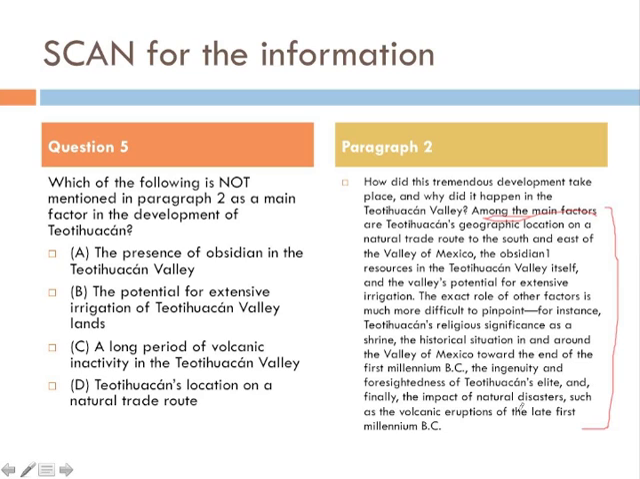So again, what we're looking for is information that we can find in the text so that we can eliminate it. So let's start with A. The presence of obsidian in the Teotihuacán Valley. Well, we do notice that it mentions the obsidian resources in the valley itself. That would pretty much seem to eliminate it.